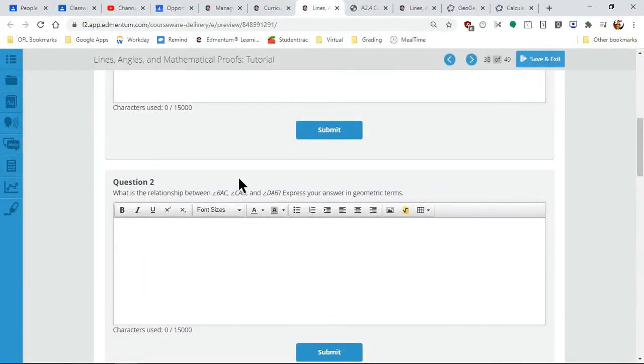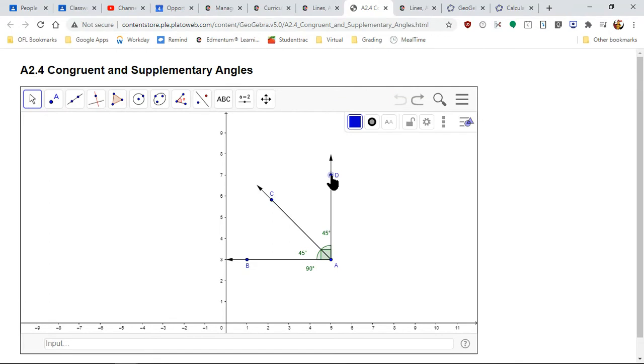What is the relationship between these angles in geometric terms? So what we would do here is if we move these, let's say I move this C, we notice these two angles are always going to be equal to each other, and our BAD would end up always being the sum. I was trying to see if I could get this exactly to 180. Oh, I had it. There we go. So it's always going to be these two added up.